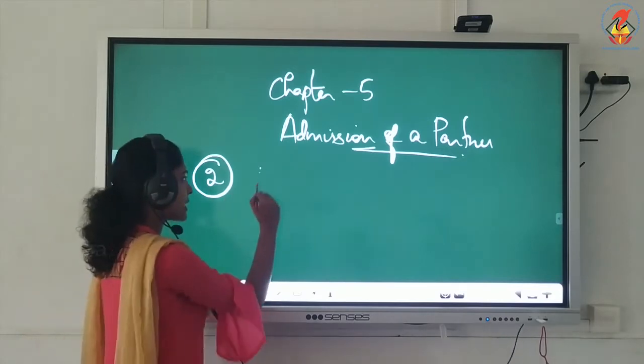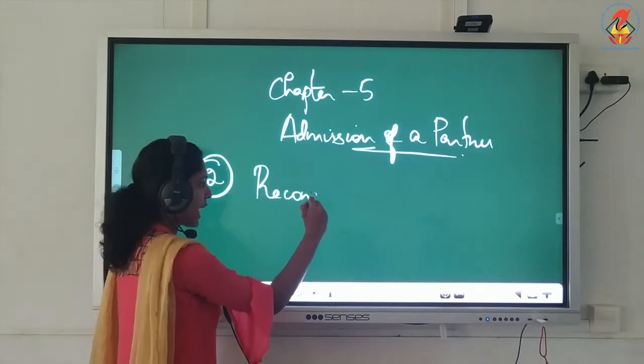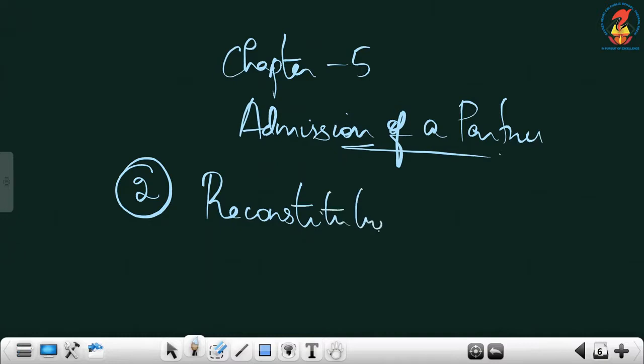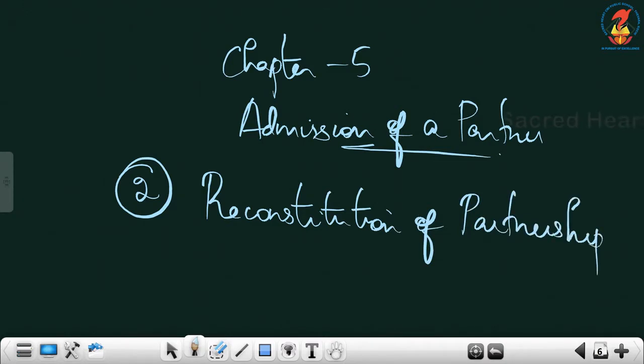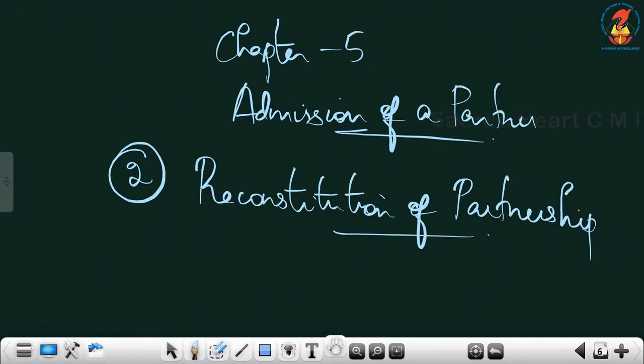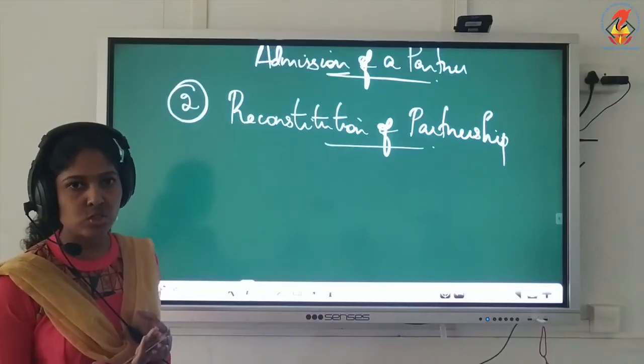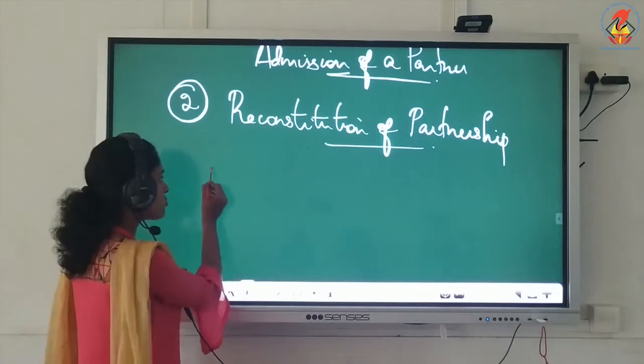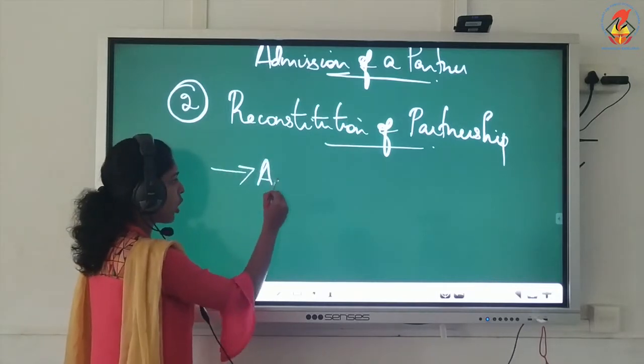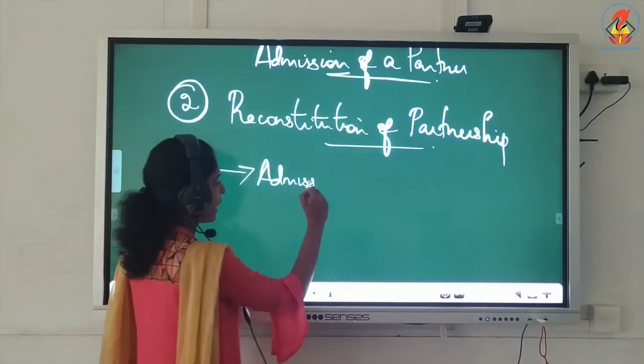Now, what happens is, there is something called as reconstitution of partnership. That means to the existing agreement of partnership, we are making certain changes. Why we are making certain changes? One such case is called admission of a partner.